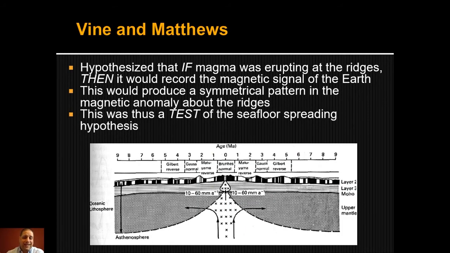Now these were all proposals and ideas and theories, and later some workers named Vine and Matthews had an idea that, well, if magma is erupting at the ridges, then it should record the magnetic signal of the Earth, and this should produce the symmetric pattern. And so they used that as a test for this seafloor spreading hypothesis. So they actually went out and measured all of these reversals and examined them in terms of the seafloor spreading theory. So they were looking for places where you do not find this symmetrical pattern, right? And if you don't find the symmetrical pattern, then that argues very strongly against it being produced by spreading.